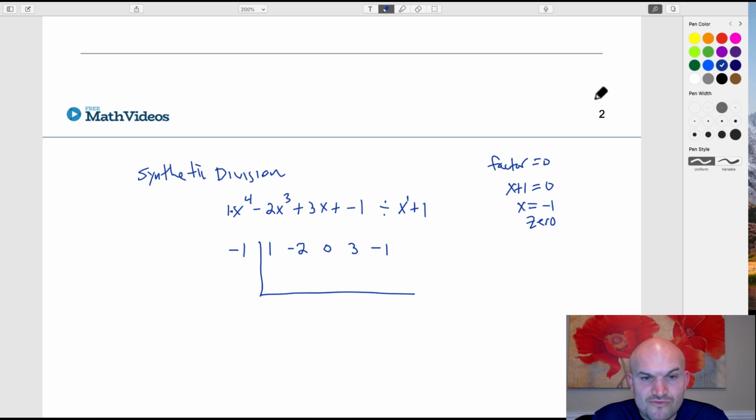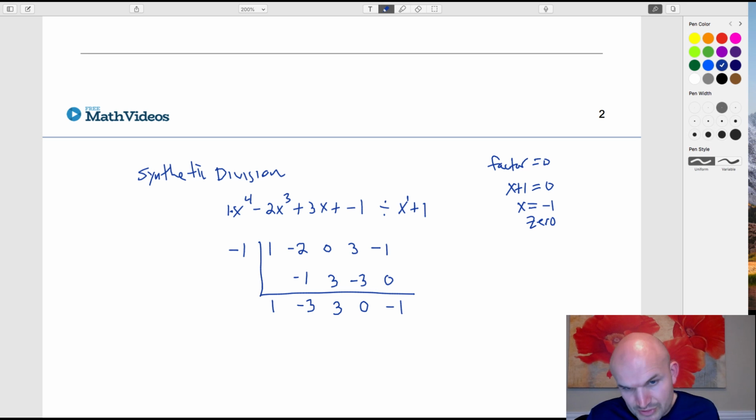The flow of this is you bring down the first term, which is 1, and then you multiply on the diagonal. So 1 times negative 1 is negative 1, and then you add vertically. Negative 2 plus negative 1 is negative 3. Negative 1 times negative 3 is a positive 3. 0 plus 3 is 3. 3 times negative 1 is negative 3. 0 plus negative 3 is negative 3. Negative 3 times negative 1 is 3. Negative 1 plus 3 is 2.